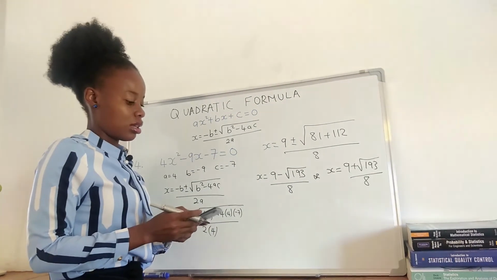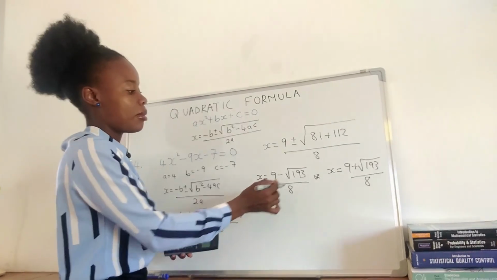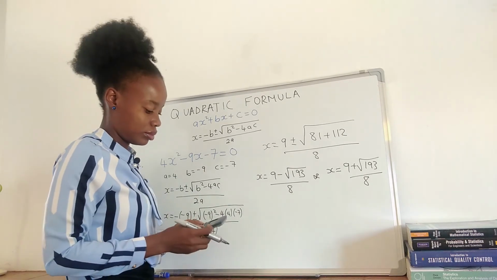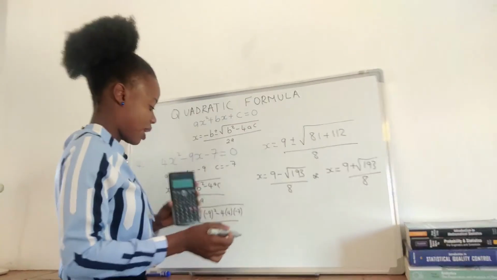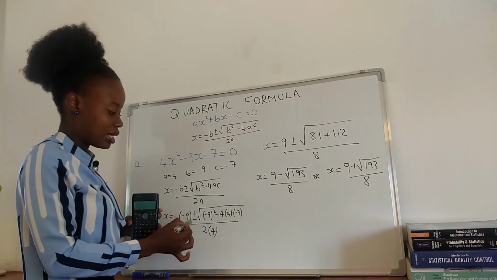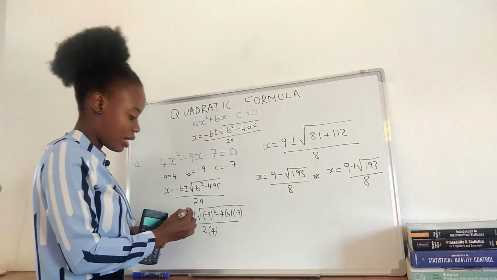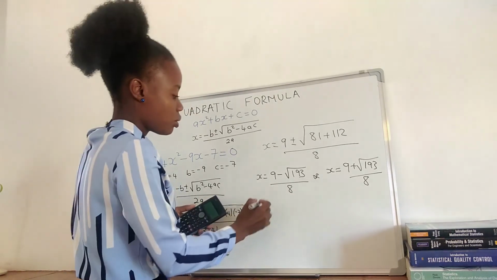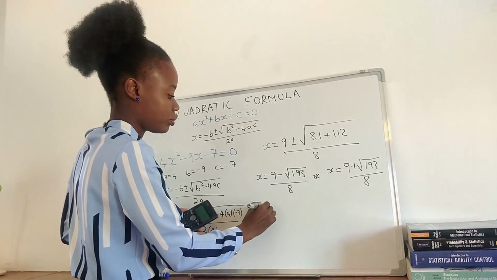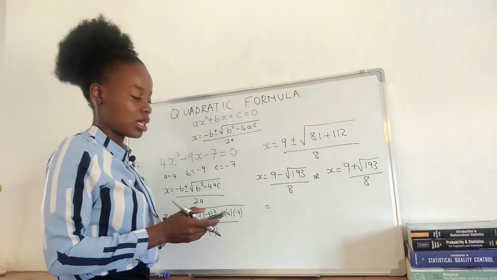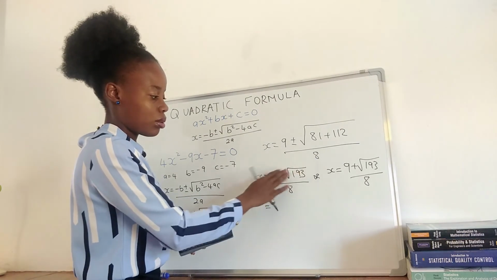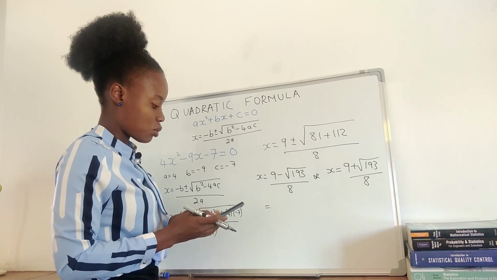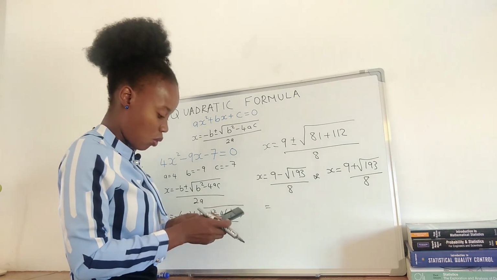Okay, if you're using this calculator, you can just punch everything from here in your calculator and get your answer. The one being positive, the other one using negative. If you're using Sharp, make sure that you put brackets if you want to punch this whole thing. So we're going to have 9 minus square root of 193 all over 8.